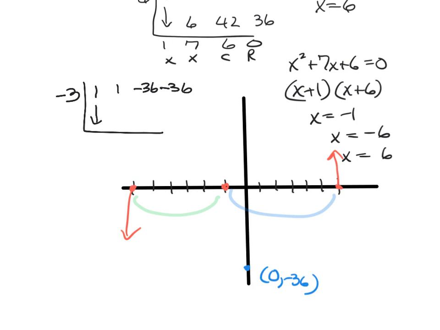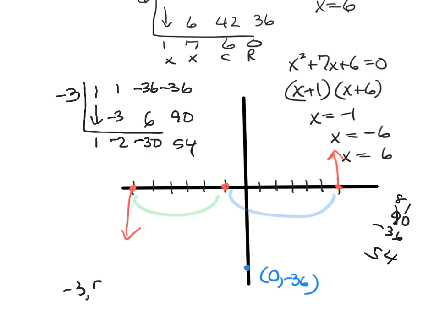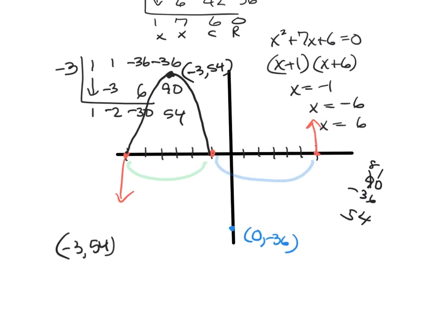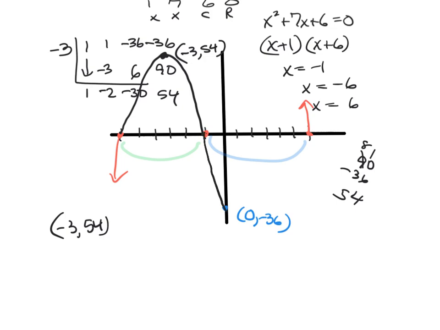I'm going to drop it down, multiply, multiply, and then I get 90, and then 90 minus 36, 54. So I'm going to graph the ordered pair -3, comma 54. So I would come up here and then come down. So I would say this could be -3, comma 54. I'm going to come down, hit my y-intercept. I'm going to pick another point in that blue section.